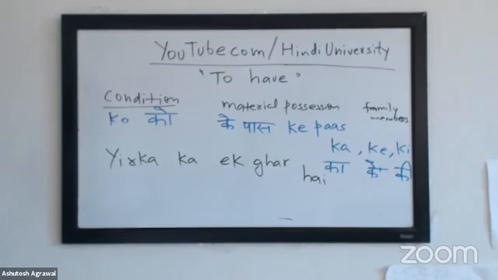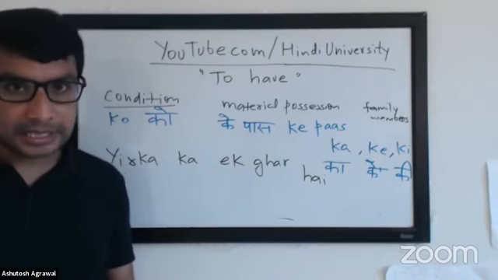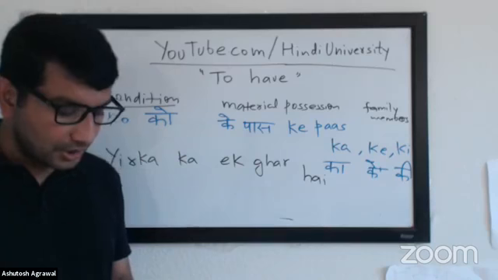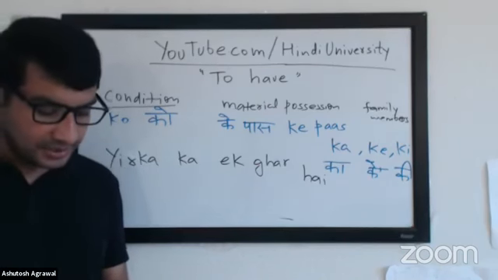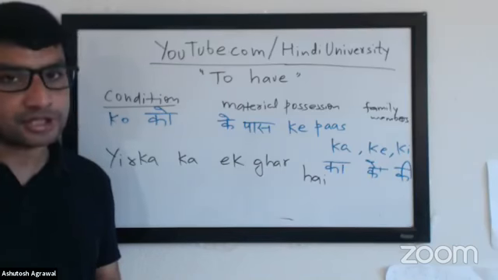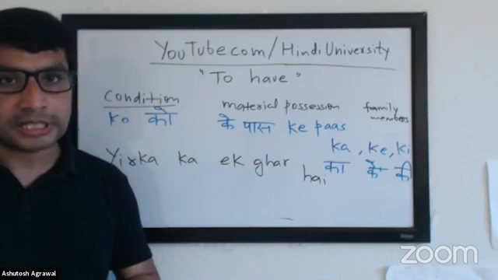Other examples he gives are like Ram ke do bhai hai, which is like Ram has two brothers. Krishna ka ek ghar hai. Krishna has a house. Shiv ki teen aankhein hain. Like Shiva has 3 eyes. Prakash ke 3 bachche hain. Prakash has 3 kids. So you see ke for 3 kids.